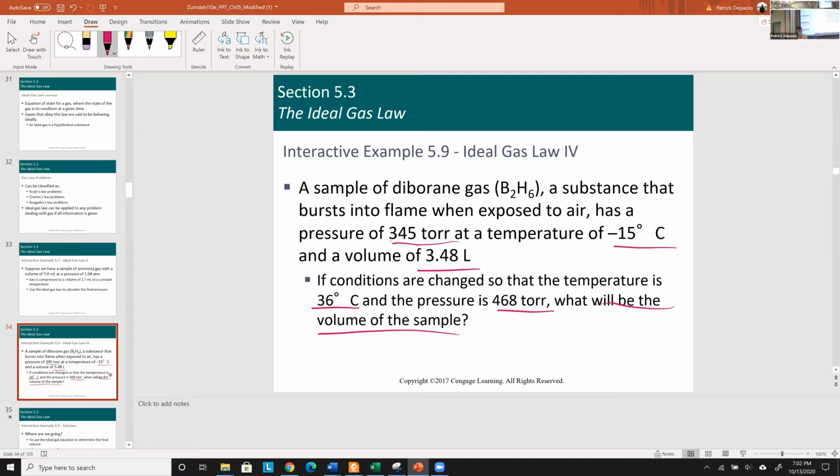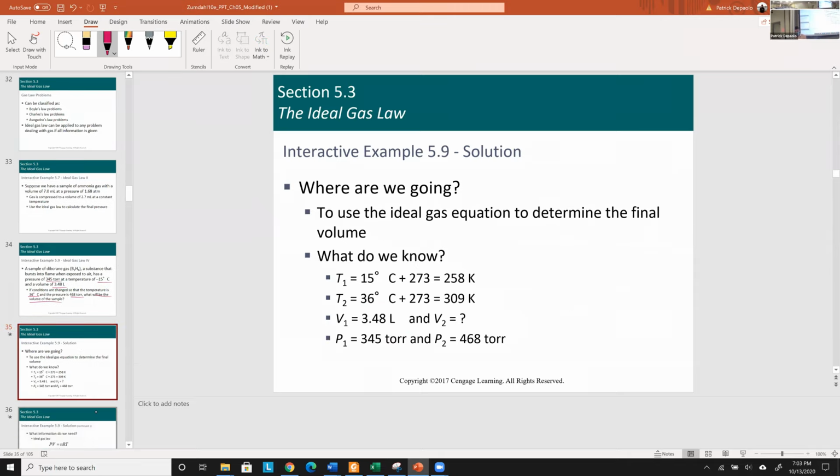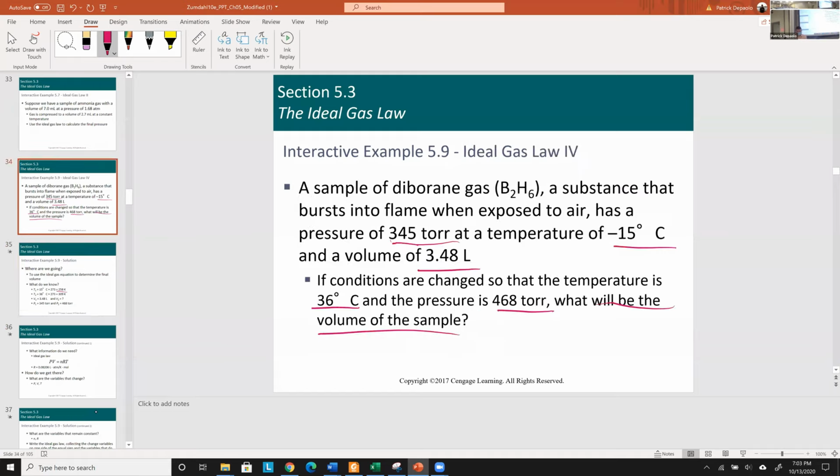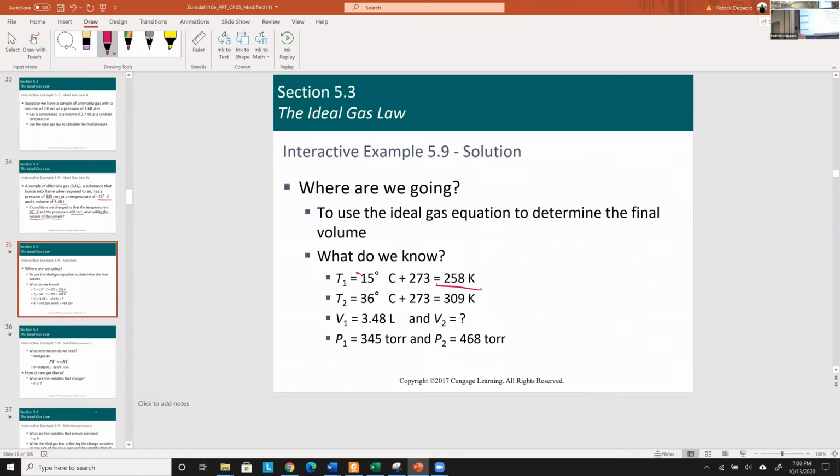All right, so let's take a look at this one. We have our variables. Temperature one is negative 15. As soon as you see that temperature, you want to convert it into Kelvin. So negative 15 is now 258. Temperature 36 Celsius is 309 Kelvin.